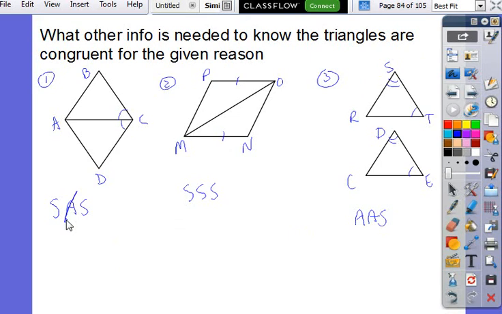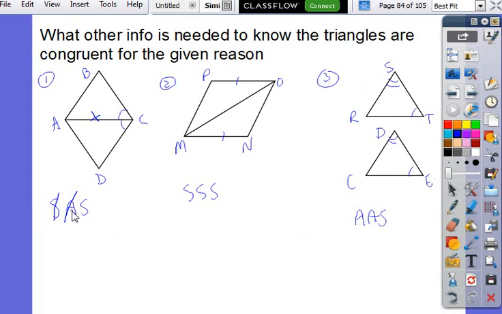Well, what did I say about this in the middle? That always works. So there's my other pair of sides. So the only thing I'm missing is another pair of sides. And where does the angle have to be on side angle side? In between the 2 sides.